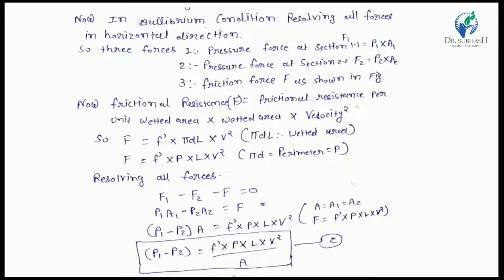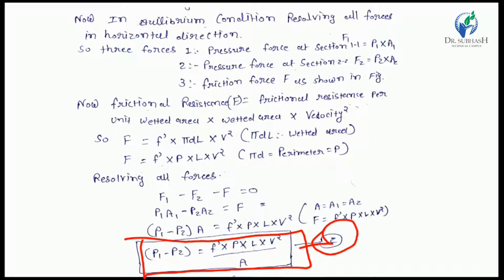So P1 minus P2 is taken common, so (P1 minus P2) into A equals the frictional resistance force, F dash P L V square. Now take the value of P1 minus P2, the pressure difference. A is moved to the right side, and we find the equation of pressure difference, and this equation is defined as equation 2.